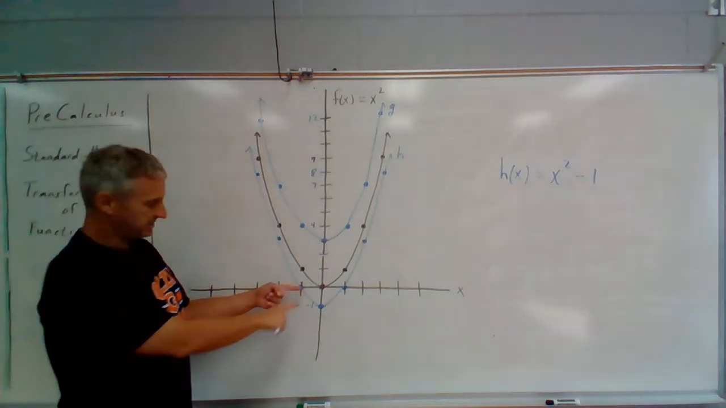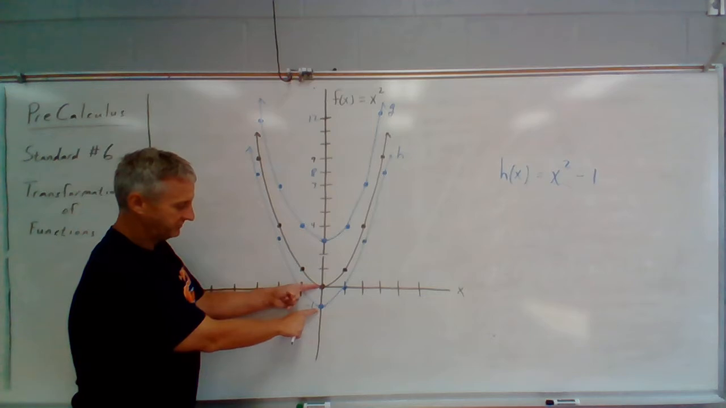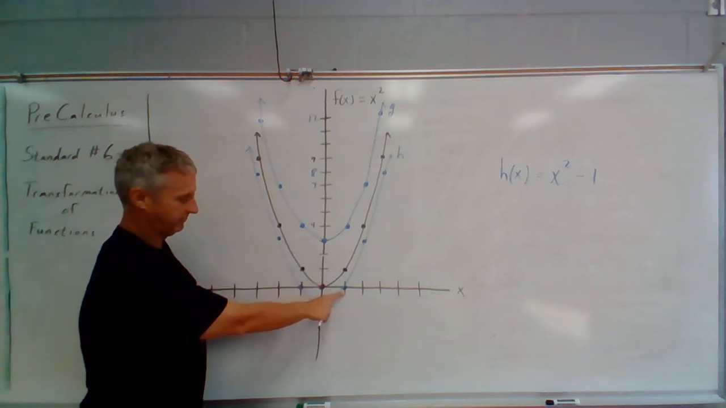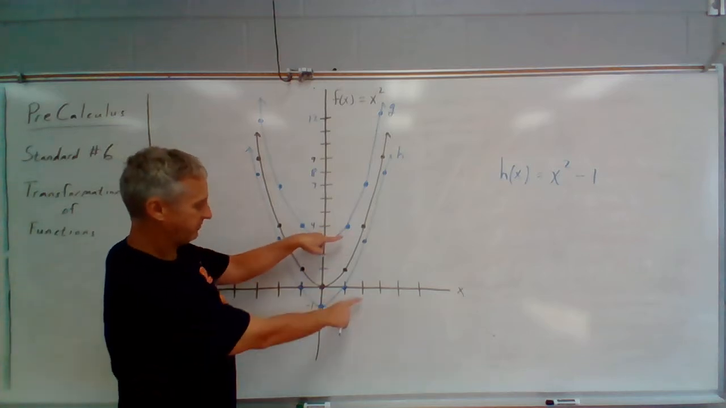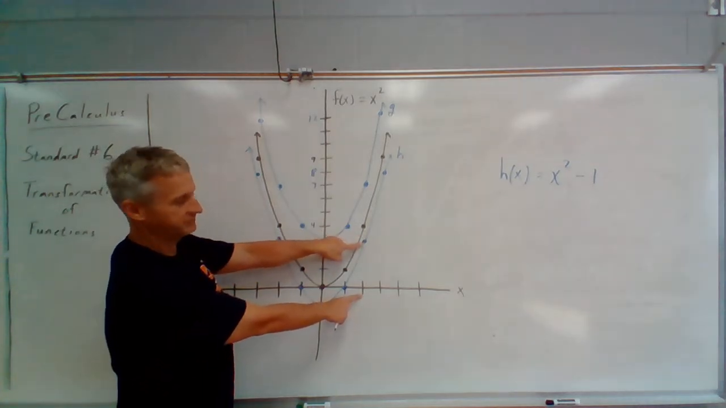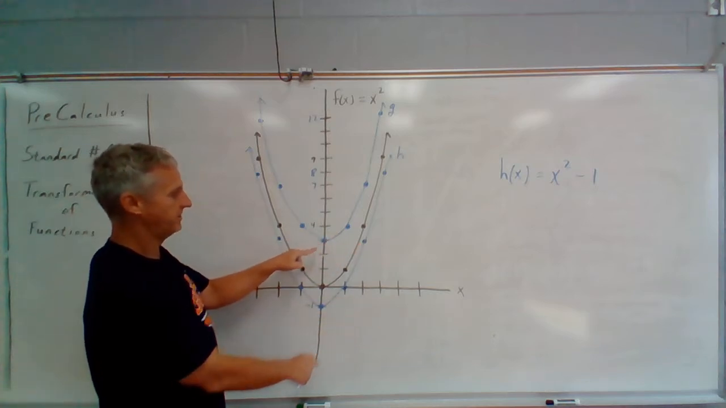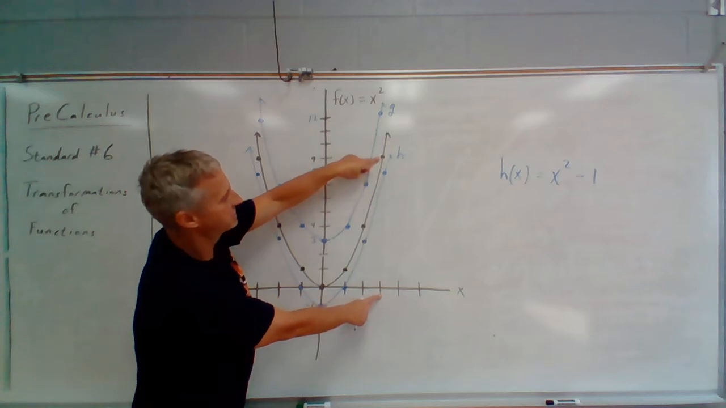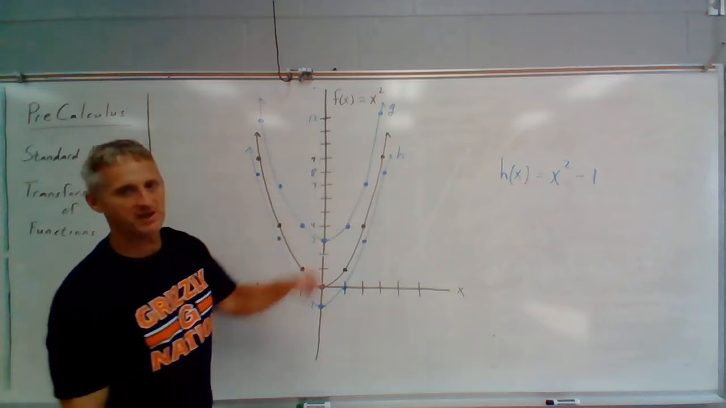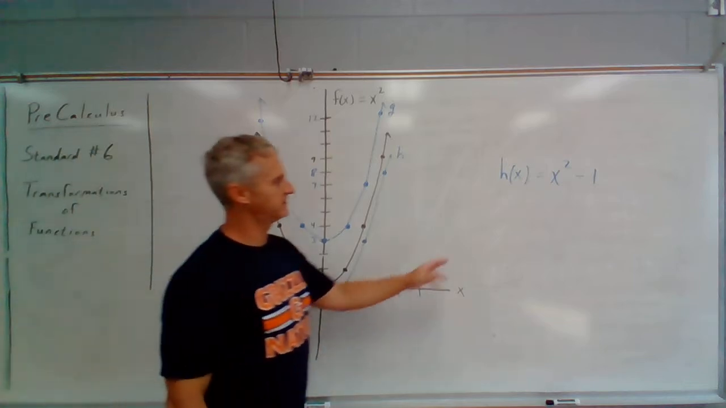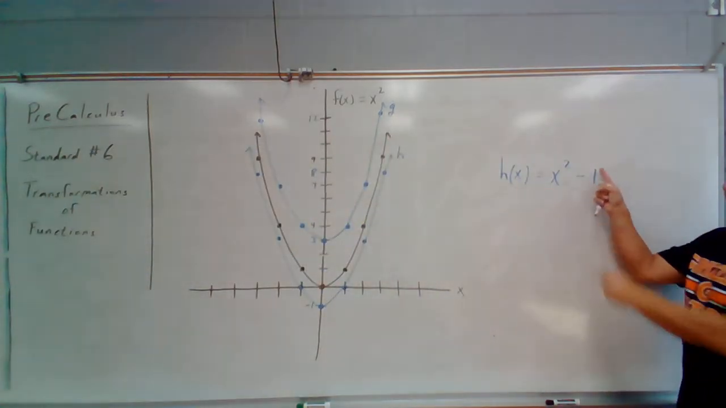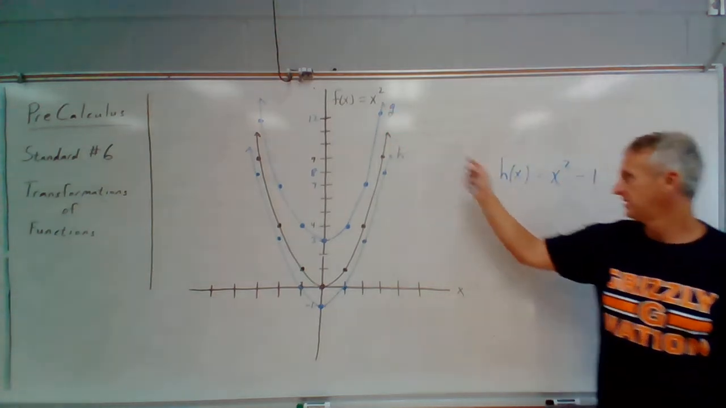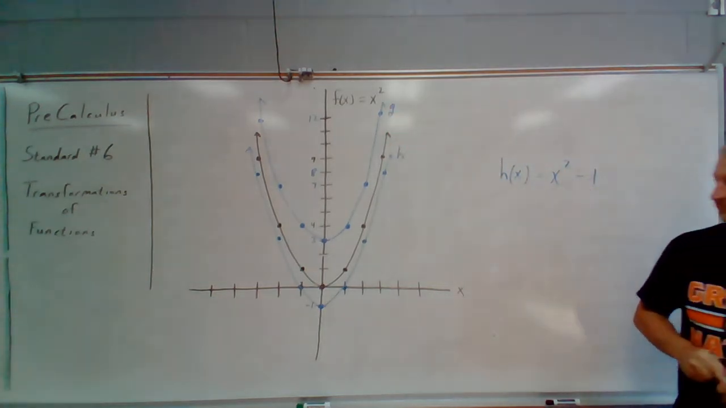Notice that this original point 0, 0 got shifted down 1. This point 1, 1 got shifted down 1 to 1, 0. This point at 2, 4 got shifted down 1 to be 2, 3. This point that was at 3, 9 got shifted down 1 to be 3, 8, and so on. So notice that this minus 1 out here on the end of the function shifted the original function, x squared, down 1 unit.